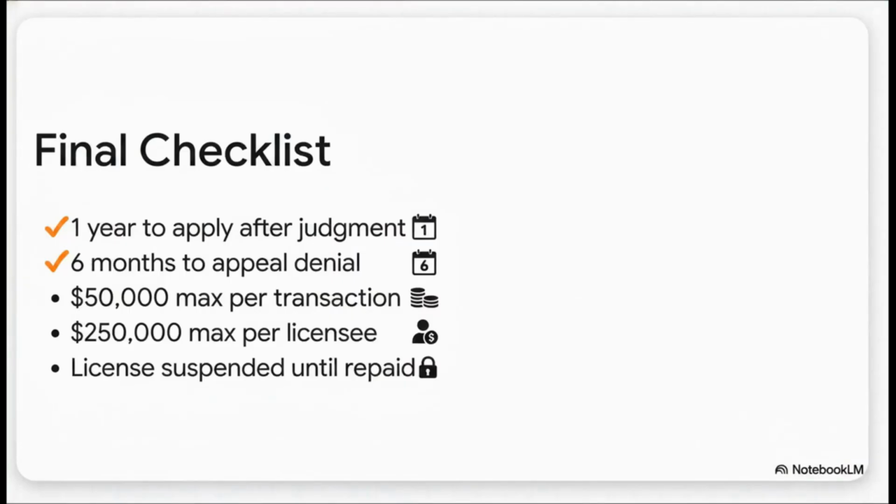Let's rapidly run through our final checklist so you have all the key facts consolidated in one spot. The account compensates victims of fraud, misrepresentation, deceit, or theft of trust funds. Got it? Victims have 1 year to apply after a judgment and 6 months to appeal a denial. Payouts are firmly capped at a $50,000 maximum per transaction and a $250,000 maximum per licensee. And finally, the at-fault agent's license is completely suspended until they pay the fund back in full with interest.